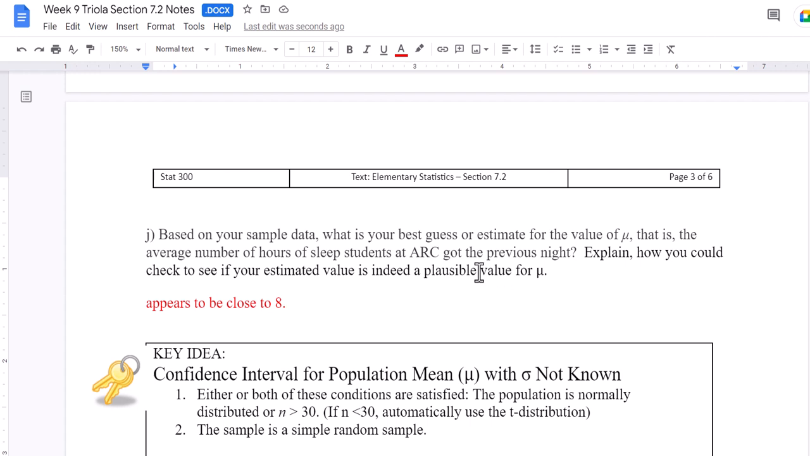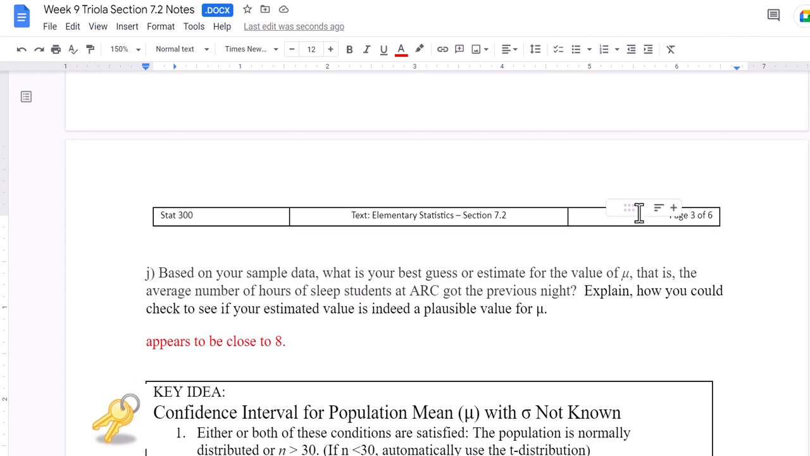We could run a simulation, and remember the central limit theorem tells us that the more samples that we take, and if it's normally distributed or the sample size is more than 30, the mean of the sampling distribution is the mean of the population.